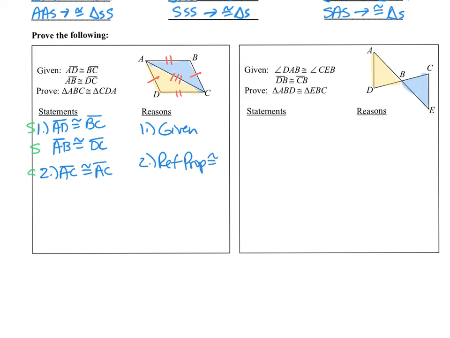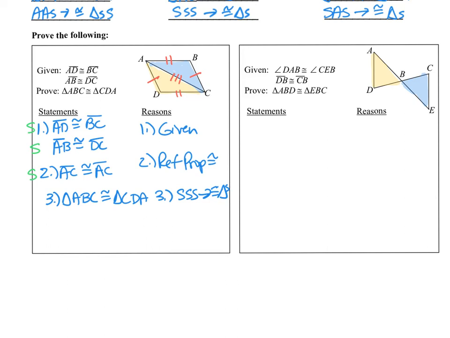So now we have 3 pairs of sides. We have 3 sides of one triangle congruent to 3 sides of another triangle. So that's enough to guarantee that the 2 triangles are congruent. So we can say that triangle ABC, the blue one, is congruent to triangle CDA. And the reason is because side, side, side implies congruent triangles.